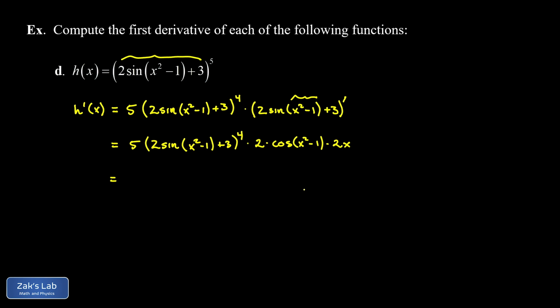And again, we're going to try to clean this thing up decently. I have a 5 and a 2 and a 2. Those all multiply to 20. And I have an x that I should bring out in front, so I have a 20x. And then I'll bring out this cosine piece in front. So cosine x squared minus 1. And finally, the 2 sine x squared minus 1 plus 3 all raised to the 4th power. And we're done with that one.